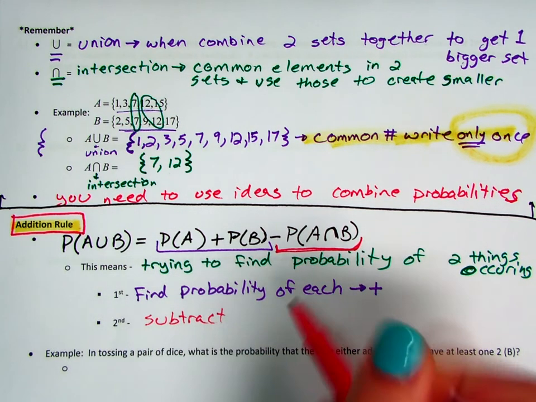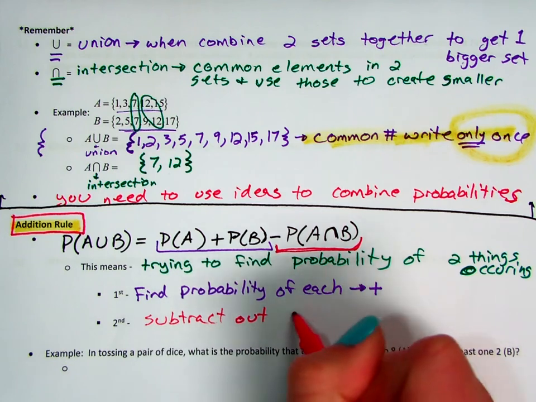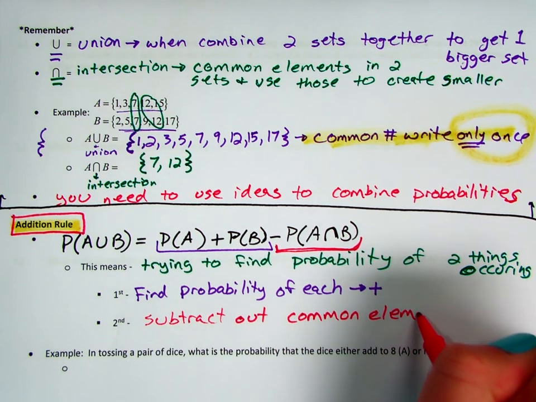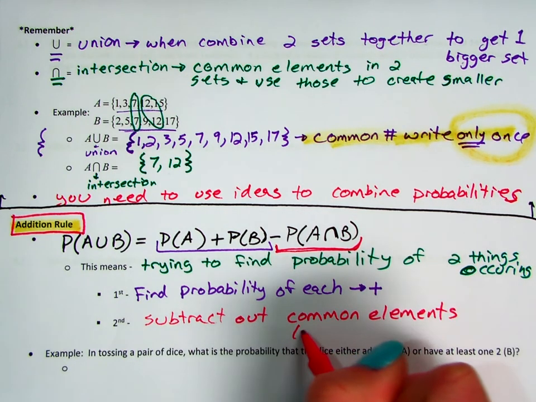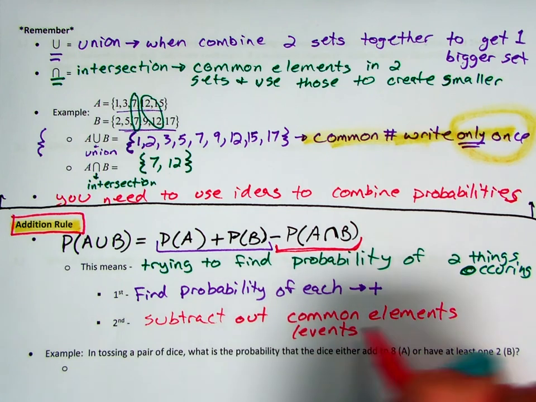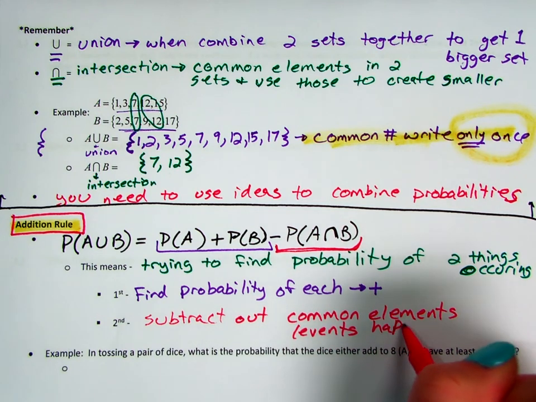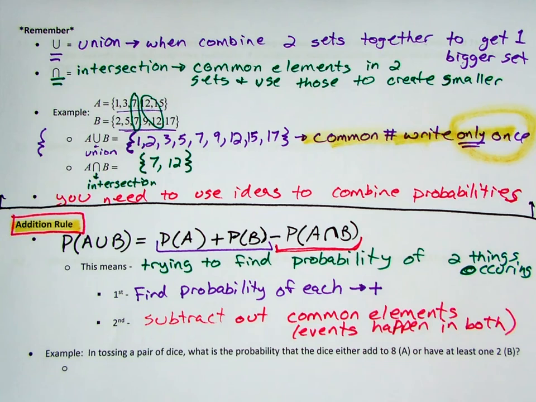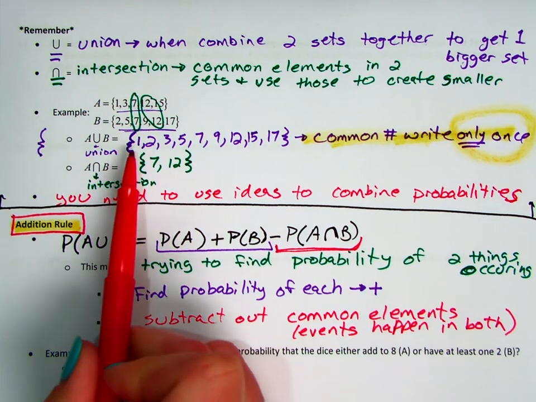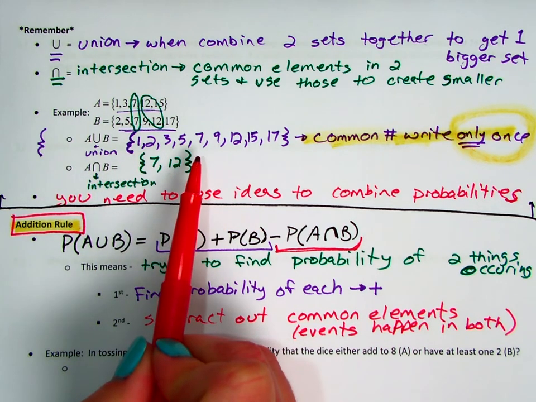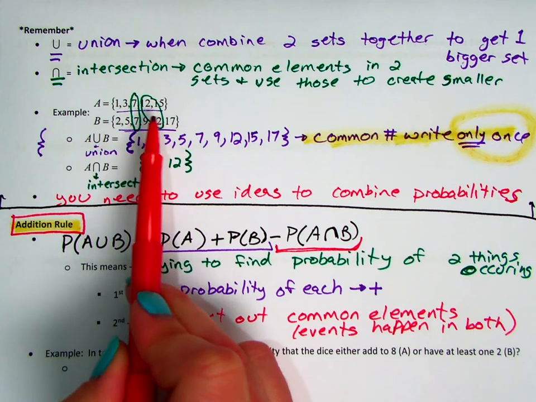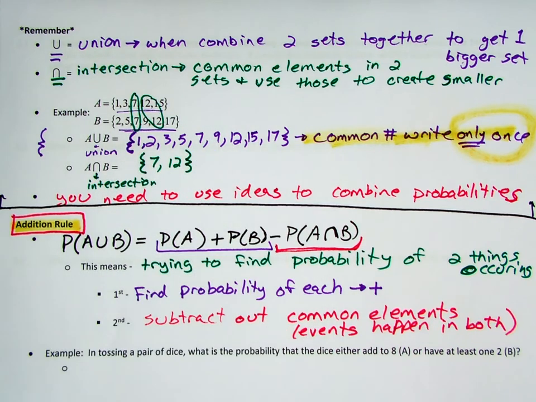Subtract out common elements. In other words, the events that happen twice, or that happen in both. That way we don't count them twice, we only count them once. Just like here in this union, we only wanted to count them once. So we had to take out 7 and 12 because that had occurred twice. We only wanted to list them once.